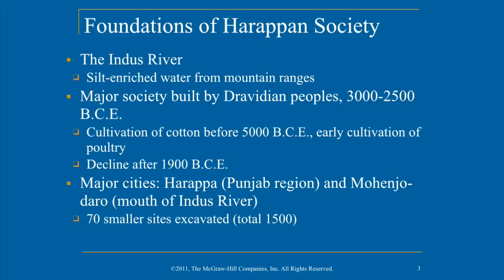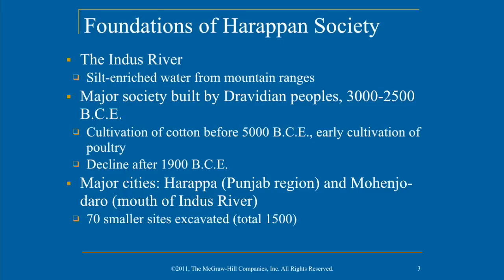First up, foundations of Harappan society, the Indus River. The Indus River is very important to world history because it's the foundation of the start of where people are starting to settle. The Indus River is silt-enriched water from mountain ranges. Again, it's that wearing away by the waters that are receding after those ice ages that we talked about. It's also going to leave deposits of silt, which has lots of nutrients, and also that valuable water that's used for growing agriculture. And we talked about in class how agriculture is a cornerstone of growing a society and a culture overall.